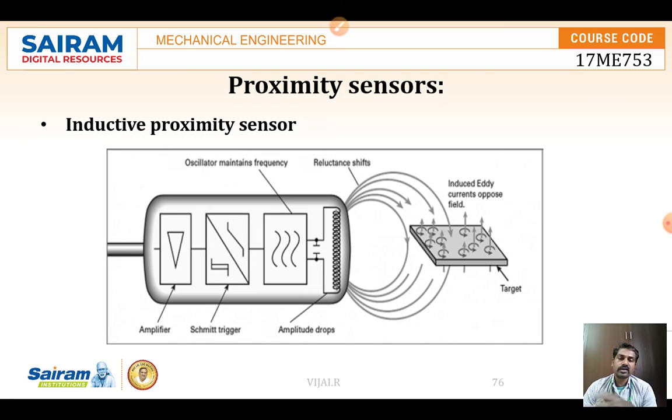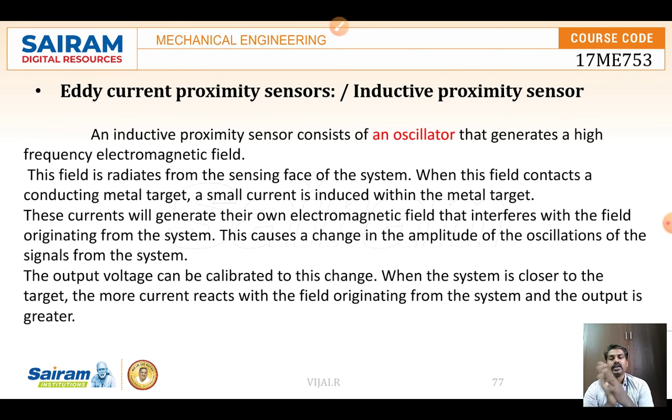When any object reaches near the sensor at the front face, the reluctance shifts, and the field produced gets disturbed by the opposite field, the eddy current field. So again there is a change in this electromagnetic field. The input return signal makes the sensor observe that something is there.